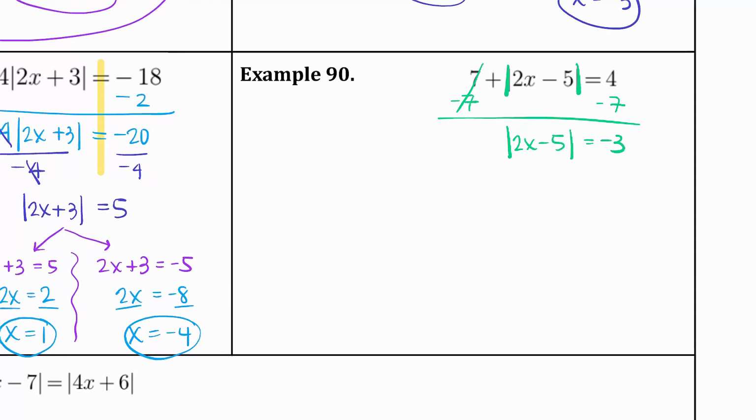And this should be kind of a red flag in your head right here. If I take the absolute value, no matter what's inside of there, it's impossible for me to get negative 3 as a result. So after we've isolated our absolute value, if we end up with a negative number, we just stop right there. There's no possible solution. So we're going to say there's no solution because absolute value can't be negative. You can write no solution, or you can draw this no solution symbol.